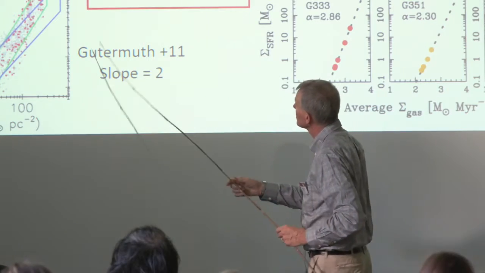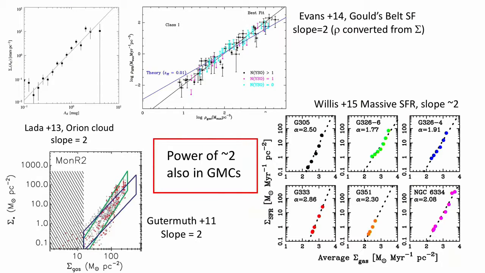Here are GMCs, which also have a slope of 2. Gutermuth was the first to find this. This is the Kennicutt slope. He said, wow, it's steeper than Kennicutt-Schmidt. This is inside GMCs, looking at individual protostars and the column that's associated with it. Lada, all of these others, Evans, Gould Belt, and so on. Why is it the same?